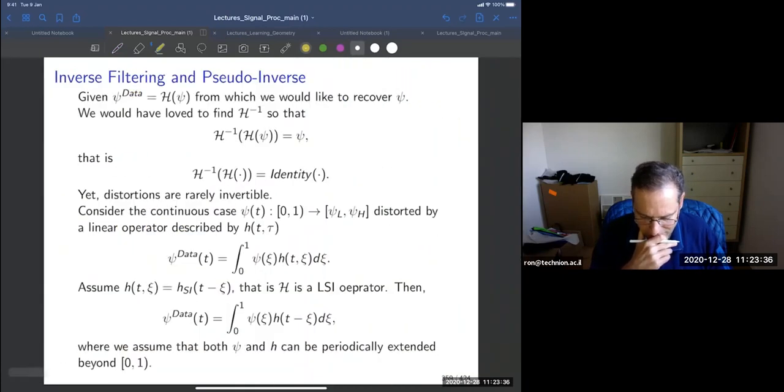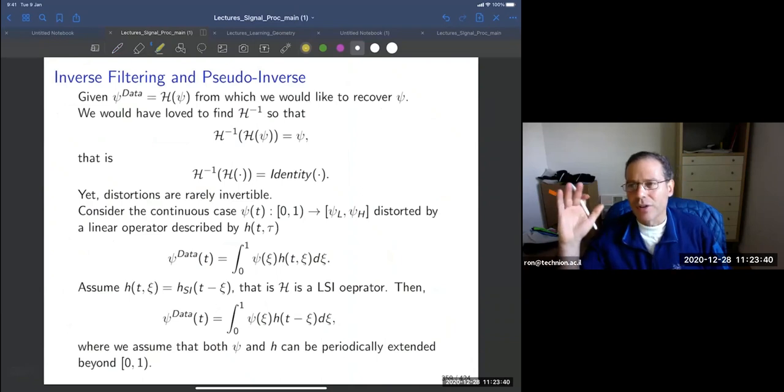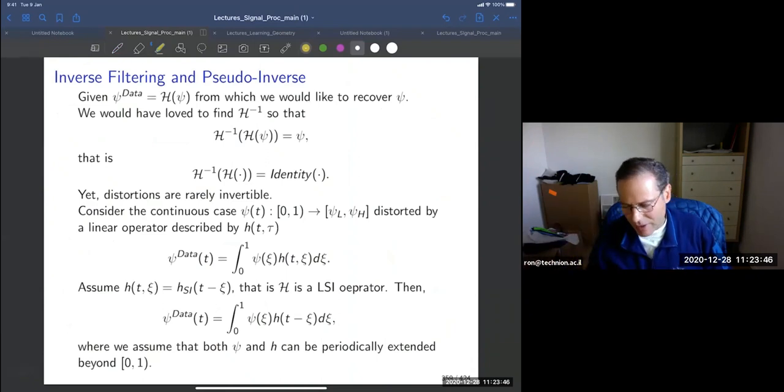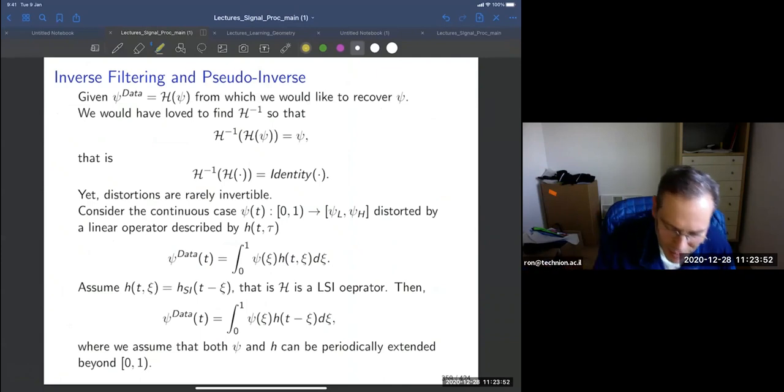Okay, what is a pseudo-inverse? So for the time being, let's ignore the noise. So this is the end of the story. At the end of the story, we'll introduce noise, we'll use the autocorrelation of the noise, we'll use the autocorrelation of the signal. For the time being, assume that we don't have noise in the system. Okay, so this is a clean system. And the only thing that we do is having this distortion function, and we would like to find the inverse distortion that we have, okay?